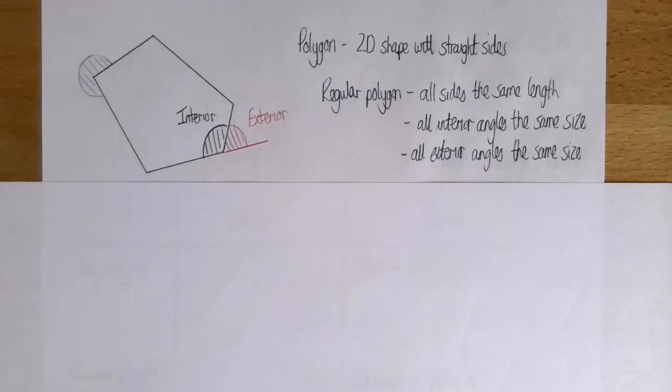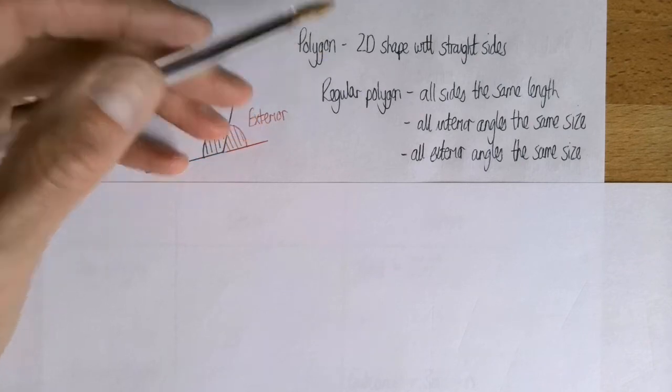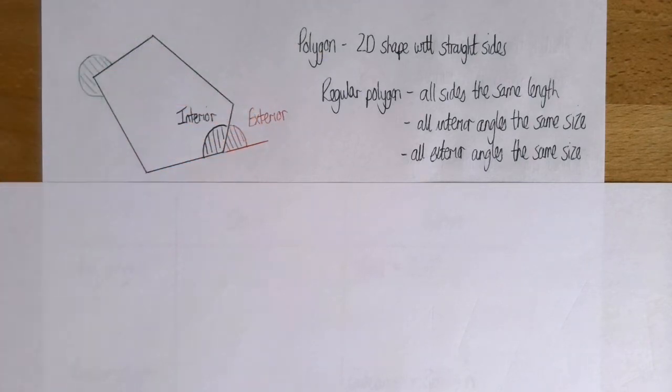Good morning, part two of polygons today. So I reminded you last time that a polygon is a two-dimensional shape with straight sides. And we talked about two sorts of angles, didn't we?